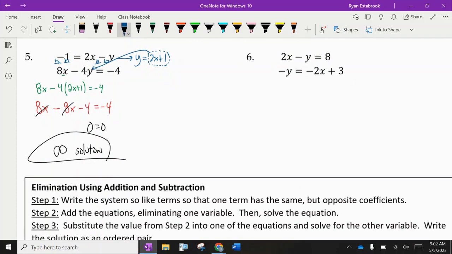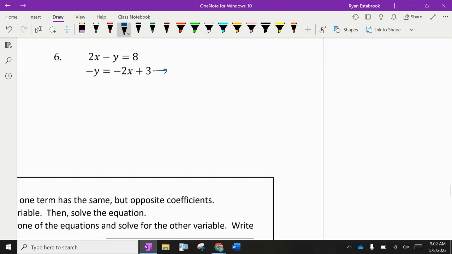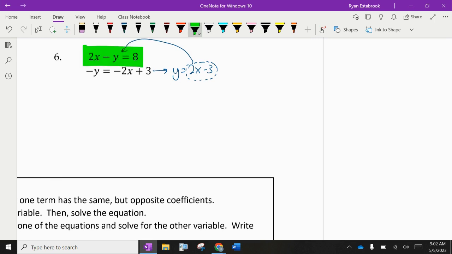All right, number 6. We have some choices here. In the first equation, it wouldn't be that bad to solve for y. And in the second equation, it wouldn't be bad to solve for y either. I'm going to opt with the second one because all I'd have to do is multiply everything by a negative. And this is what y equals in the second equation.